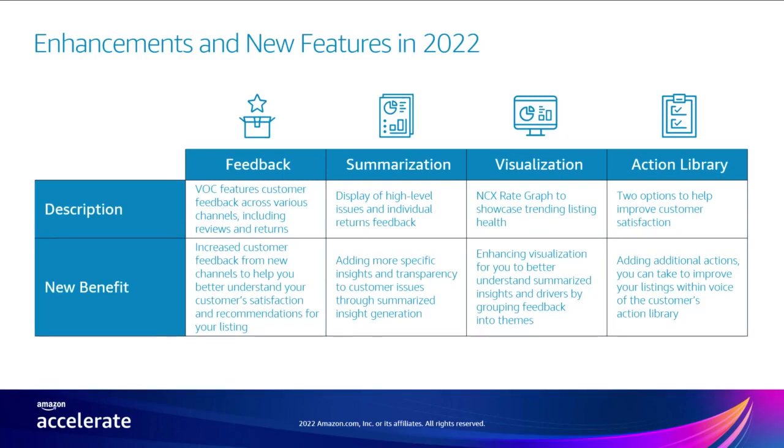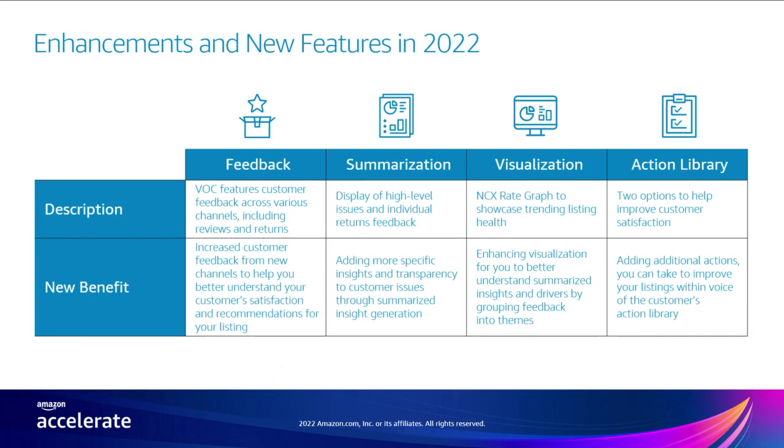For this upcoming year, we are working towards 4 primary enhancements and new features. I'll go through each, and then I'll walk you through some mocks. First, we're increasing your visibility to more customer issues and feedback. Currently, customer feedback aggregation is limited to 3 channels: customer service, reviews, and returns. However, customers actually leave feedback through several channels. So we're increasing your visibility to these customer sentiments too, while providing you with more data points, insights, and recommendations.